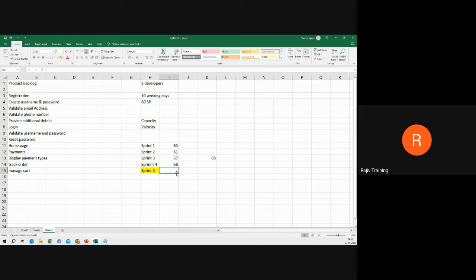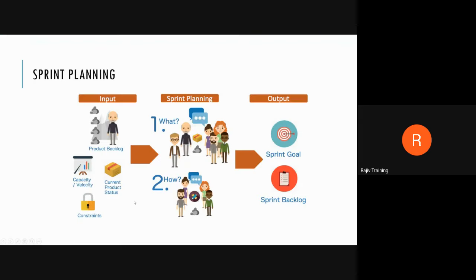Okay. Make sense? Okay. So we determine the capacity and velocity. All this will be done by the Scrum Master. You need not worry about it. And then we will take the current product status. Currently where we are. You give a high level update saying that, hey, we have completed the registration module, we have completed the login module. Then this sprint, maybe we'll have to focus on the payment module. By that you give a high level product status.